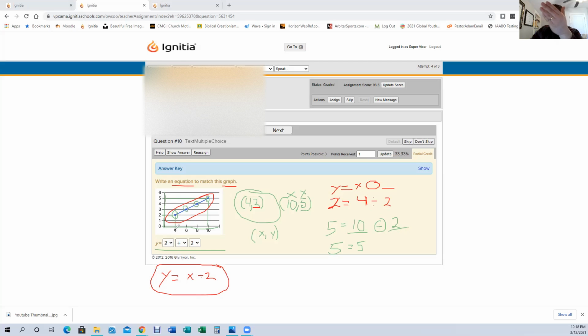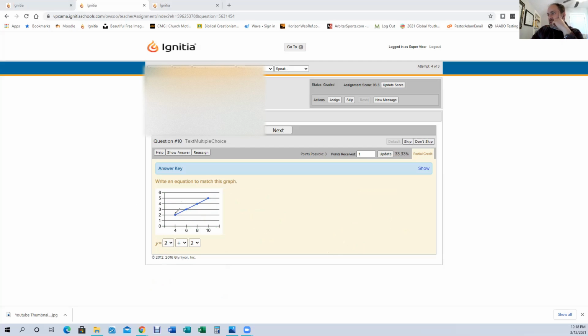Now, let me clear everything, and we could do it even a different way, right? So again, 4, which is my X, and 2, which is my Y. What has to happen to my X so that it equals Y? I would have to go divided by 2, right? In order for 4 to become 2, I have to divide it by 2. So I'd go X divided by 2.